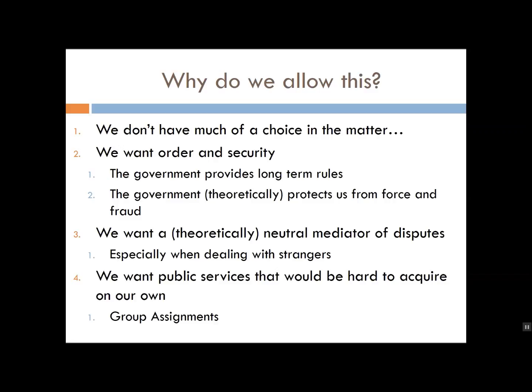The third reason why we allow the government to exert control over us and use violence or coercion is that we want public services that would be hard to get on our own or without the use of violence and coercion. We want things like libraries, roads, and infrastructure, and so on and so forth.